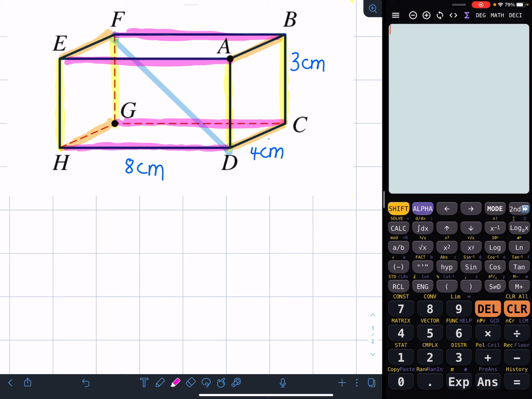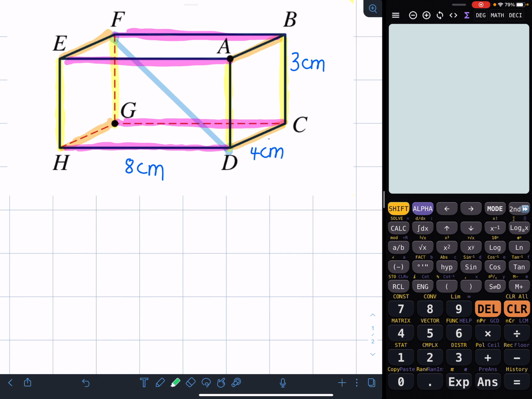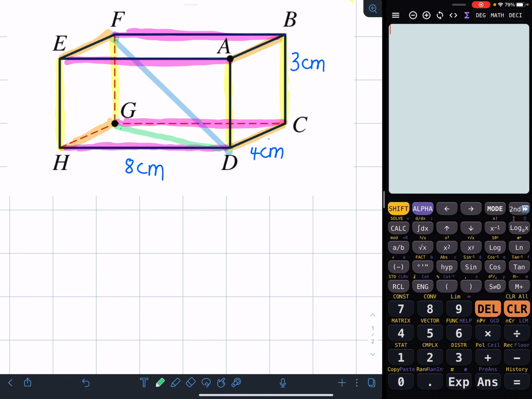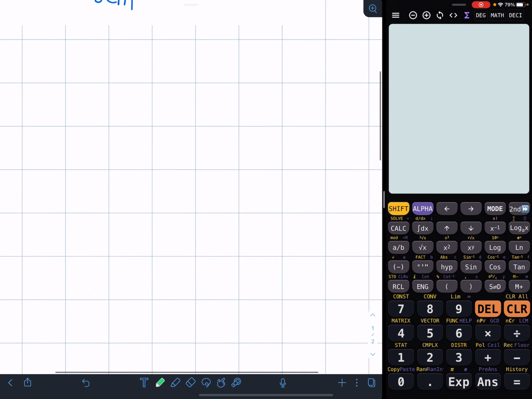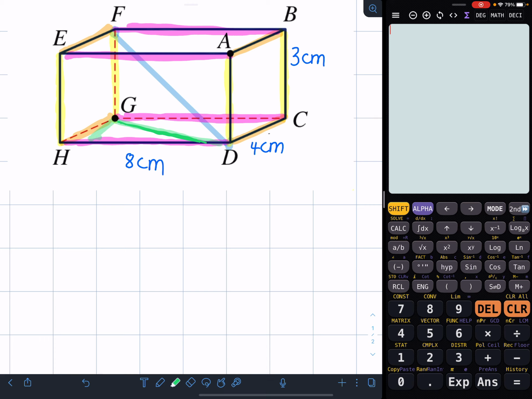Okay, so we're about to draw our first triangle. I'm going to find a green color, and because our final answer is a diagonal cut, I need to find the length of DG first. I'm just going to colour in that triangle. So I'm going to get a right angle triangle here, which I've coloured, and this is triangle DGH.